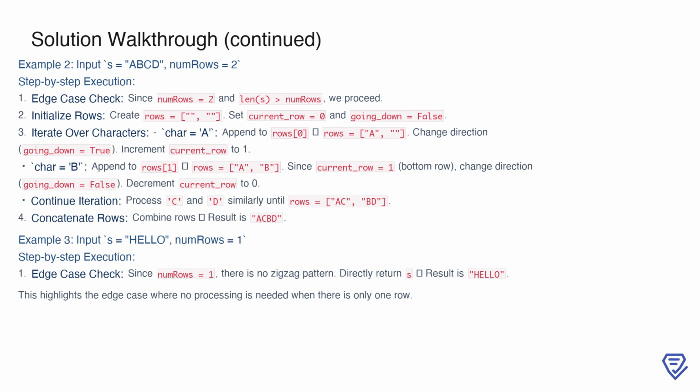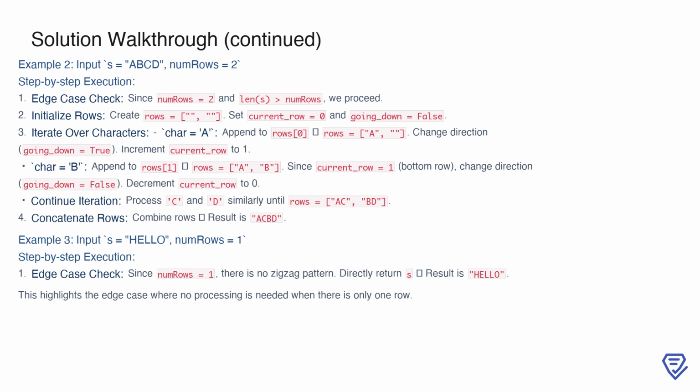Starting with the first character, A, we append it to the first row, updating rows. We change the direction to move downward and increment current_row to 1. The next character, B, is appended to the second row. Since we've reached the bottom row, we toggle the direction upward by setting going_down to false and decrement current_row back to 0. Following the same pattern, C is added to the first row and D to the second row, giving us rows equals AC, BD. After concatenating the rows, the result is ACBD.